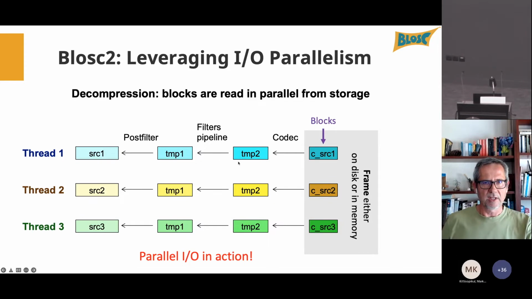And then another advantage is that we can leverage I/O parallelism. When we have the data on disk, split in blocks, Blosc2 can read in parallel as well. So it can read the different blocks and decompress in a parallel way, also making use of the minimal amount of memory possible. And that means that parallel I/O can be effectively achieved as well.